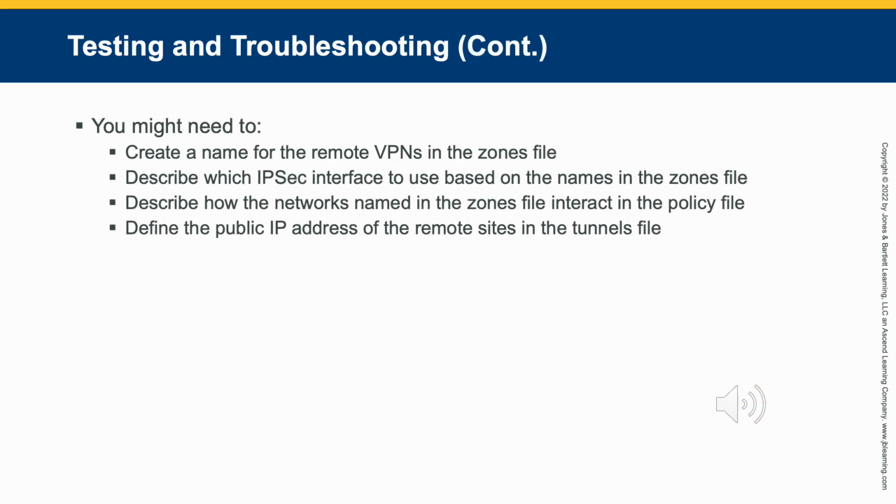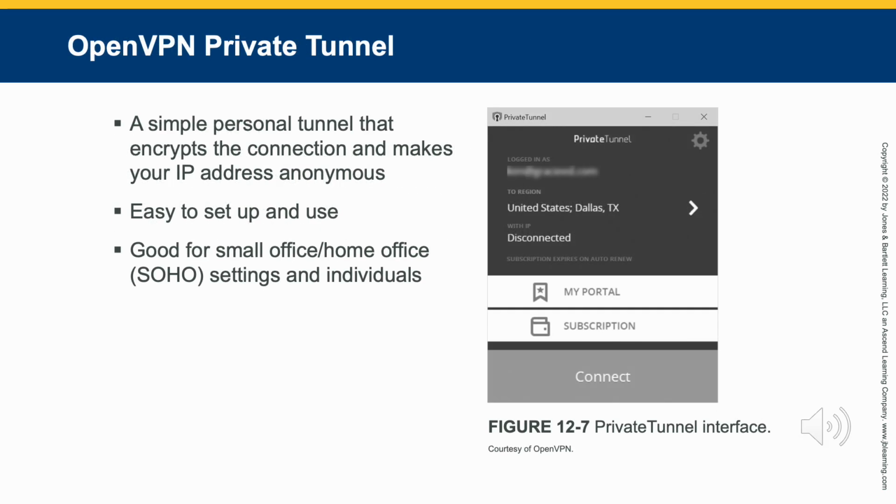You might need to create a name for the remote VPN in the zones file. Describe which IPsec interface is to be used based on the names of the zone file. Describe how the networks named in the zone file interact in the policy file, and define the public IP address of the remote sites in the tunnels file. Here's an example of an OpenVPN private tunnel, a simple personal tunnel that encrypts the connection and makes your IP address anonymous. Easy to set up and use. Good for small office, home office settings and individuals.